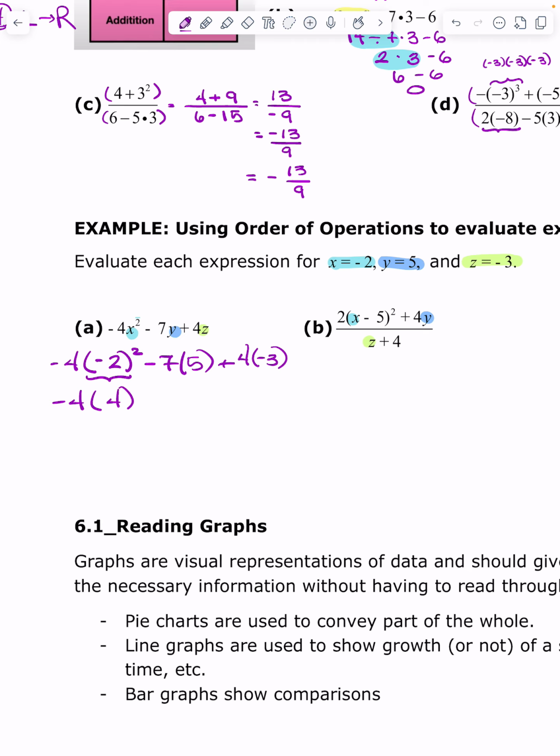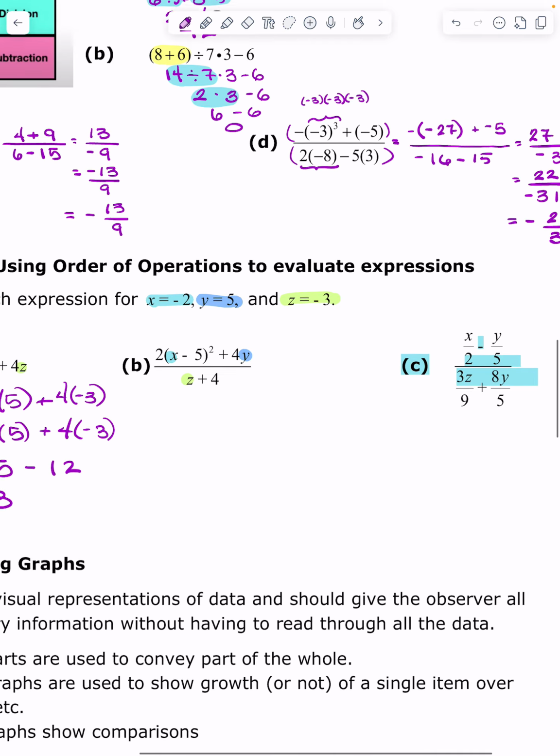-2 times -2 is +4. And just so I'm doing all the multiplication at the same time, I'm going to just rewrite this all. -4 times 4 is -16. Minus 7 times 5 is 35. Plus 4 times 3 is plus -12. I can write that as -12. When I combine all these, I get -63, and sometimes I have trouble thinking and talking at the same time. So somebody please double check and let me know if I did that wrong. I think I'm okay.